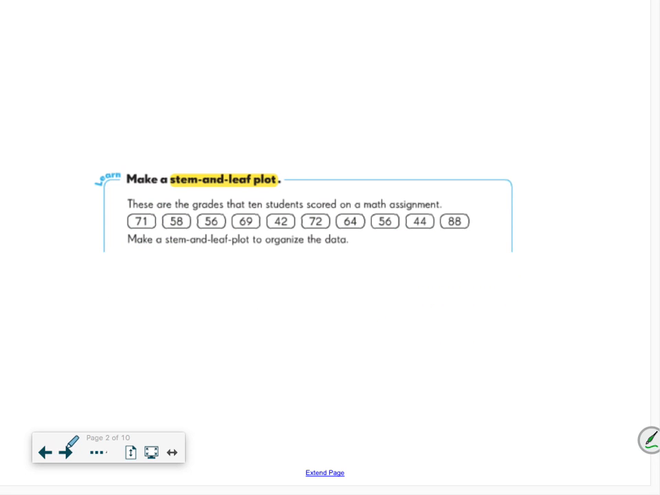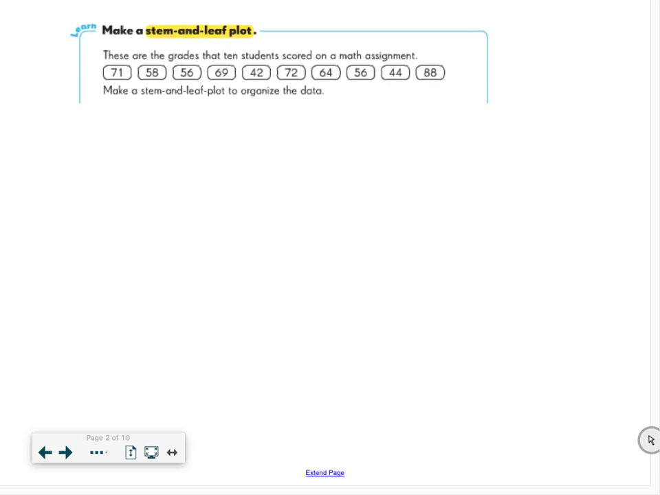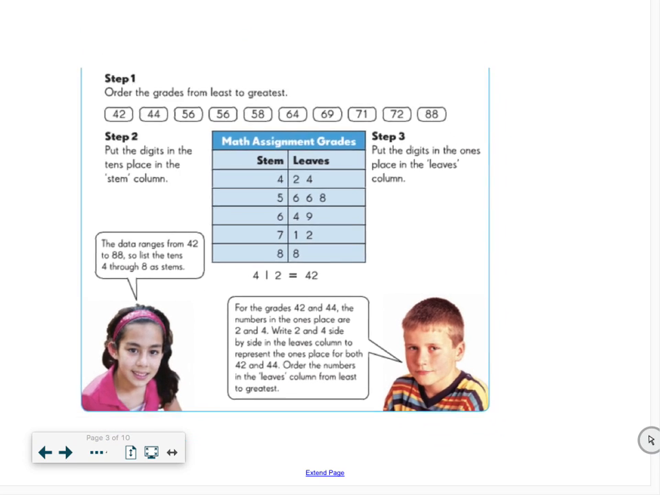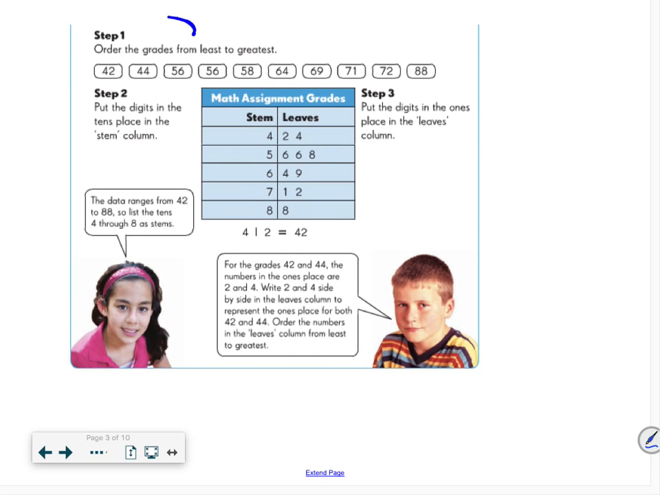Alright, first things first. If you're going to make a stem and leaf plot, you're going to get a data set. Obviously, the same thing happens every time. You have to list the numbers from least to greatest, which is what they did here. So step one, order the numbers from least to greatest. Step two is then to actually make the stem and leaf plot.